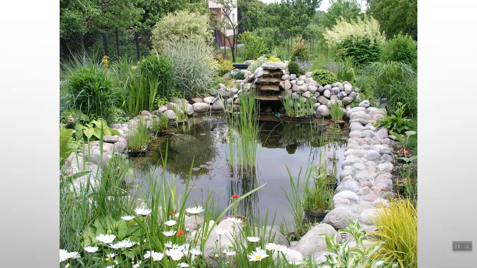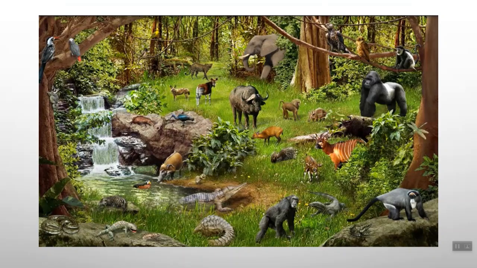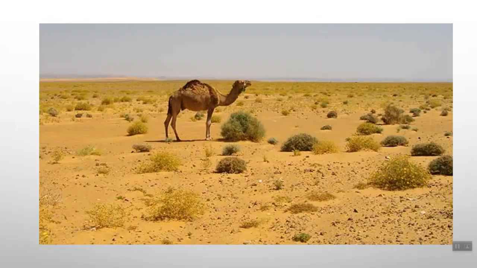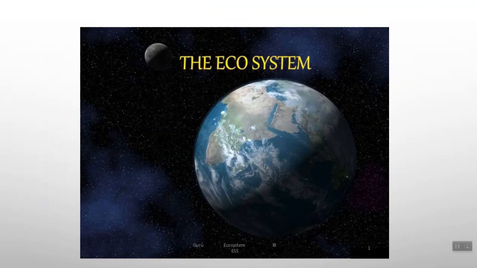Here we have examples of the small ecosystem such as the water pond and a piece of land. This is a small ecosystem. And also we have the large ecosystem such as the forest, the desert, or the ocean. These are the large ecosystems. And we have the universe. It is the very large ecosystem, or the unified ecosystem.